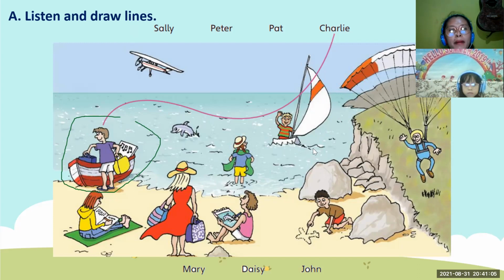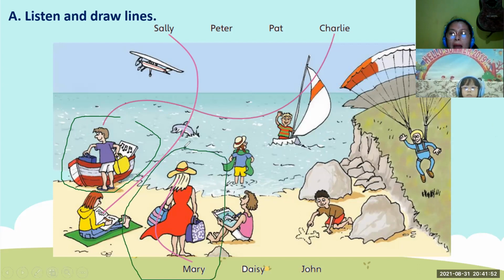Okay, very good. How about Sally? What is Sally doing? Okay, Sally. How about Mary? Can you see Mary here? Okay. What is Mary doing here? Look at that. Mary. Okay. She is?